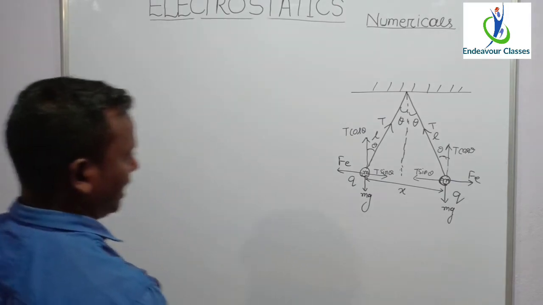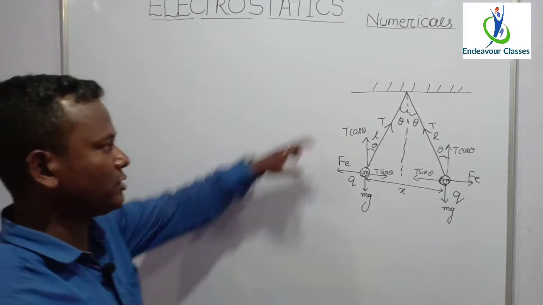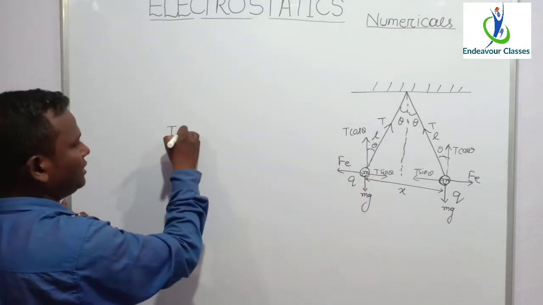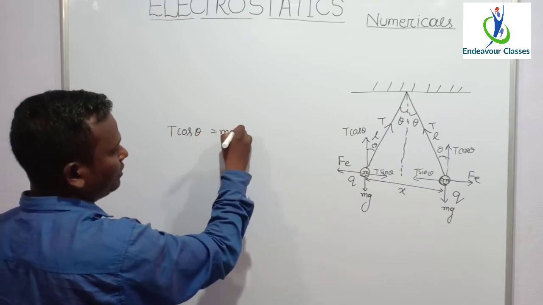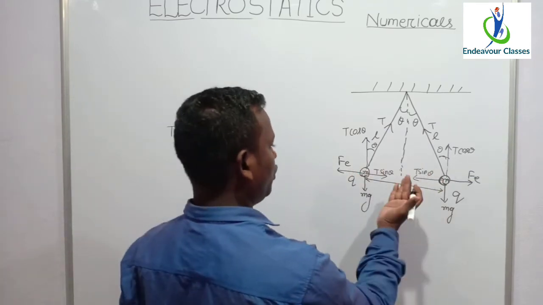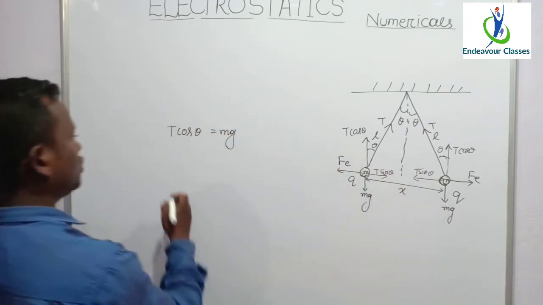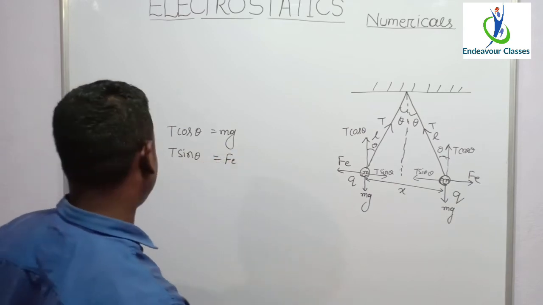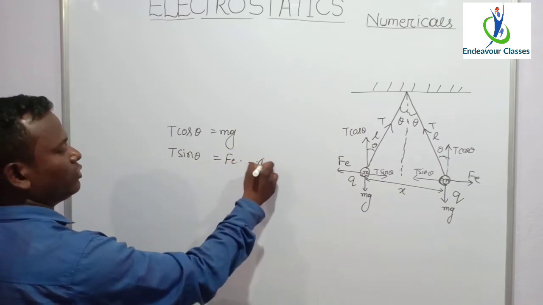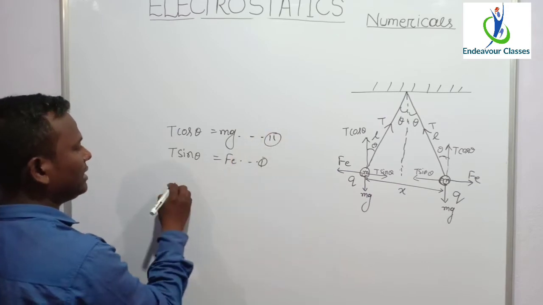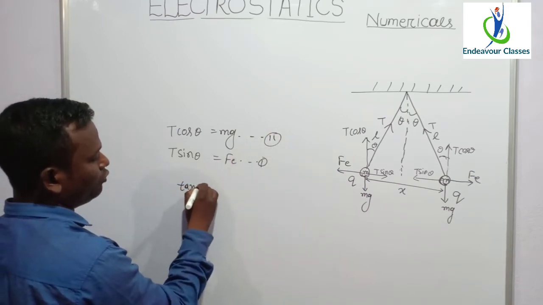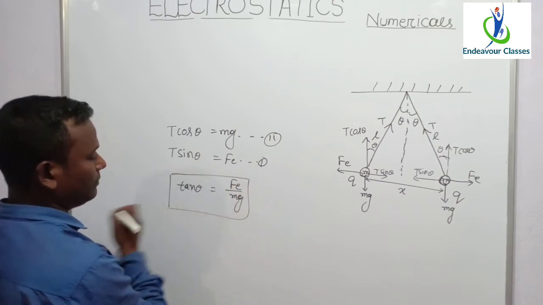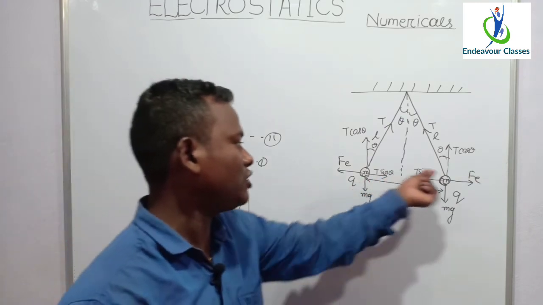So under equilibrium we can say the net upward force will be balanced by the net downward force. So T cos theta will be equal to mg, and the net force towards the right will be balanced by the net force towards the left. So T sin theta will be equal to Fe, the electrostatic force between the charges. Now on dividing equation 2 by equation 1, we'll get that tan theta will be equal to Fe by mg.